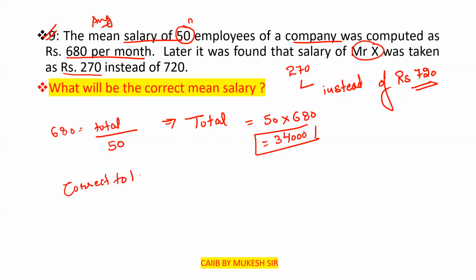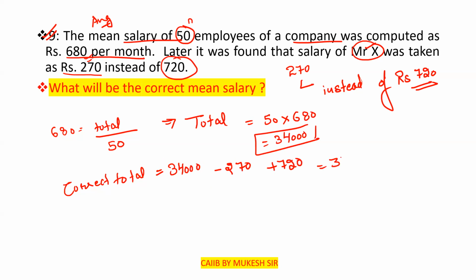So how do we calculate the correct total? Later on, it was found that the salary of Mr. X was taken as 270, but the actual salary is 720. So whatever wrong value we have taken, we subtract it, and we add the correct value. So minus 270 plus 720.